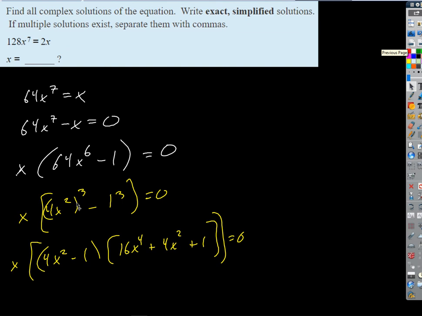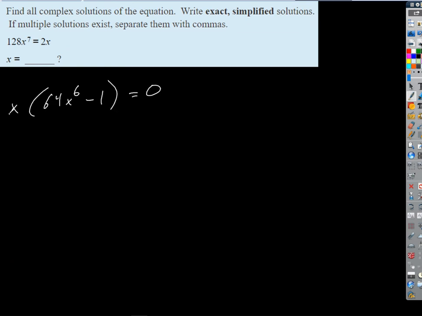Or how could we think of that as being something squared? What would the packets that are being squared be? 8x cubed. Okay, so we could also write it this way. We could also write this as x times 8x cubed squared minus 1 squared.